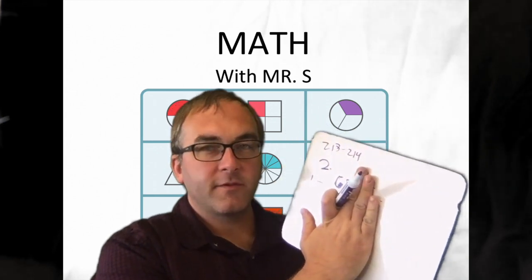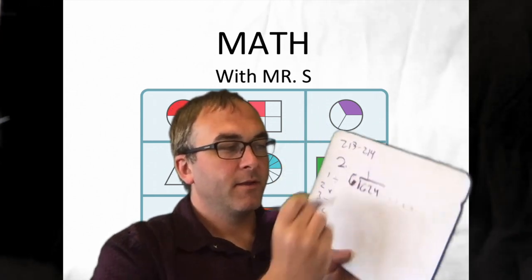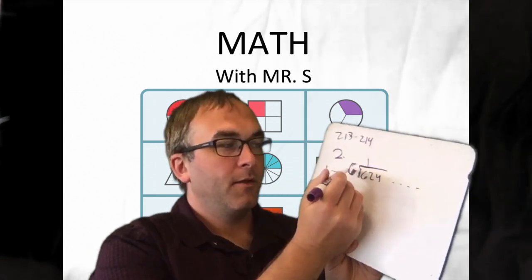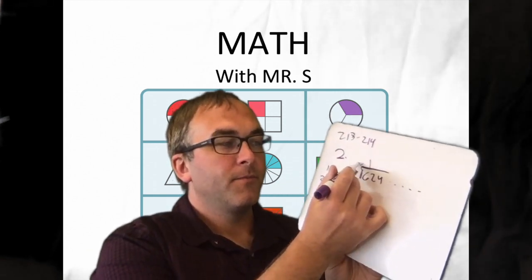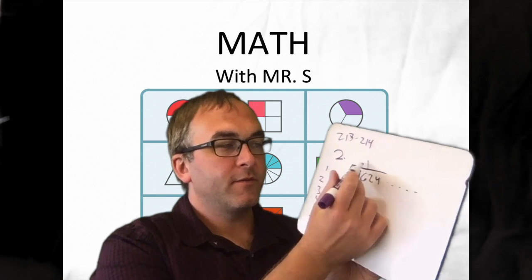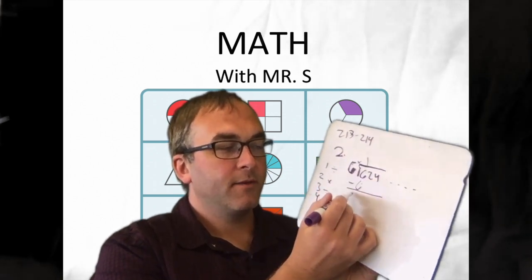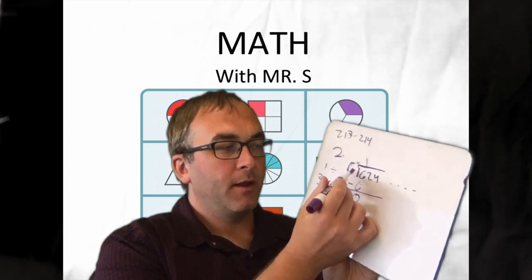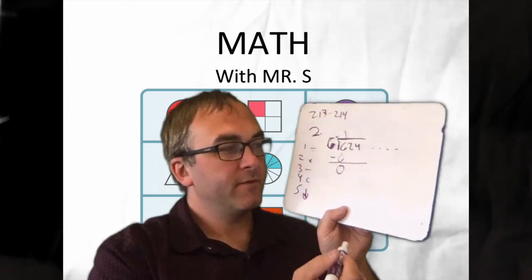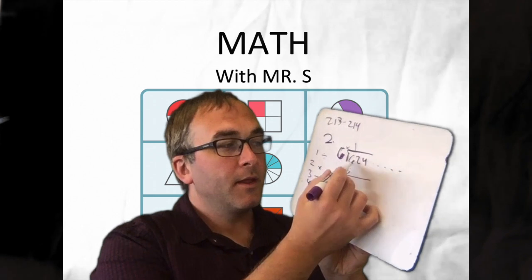How many times does 6 go into 6? We're going to divide. Then 6 goes into 6 once. Then I'm going to multiply. 6 times 1 is 6. Then I'm going to subtract. And then I'm going to compare. 0 is less than 6. Then I'm going to bring down.